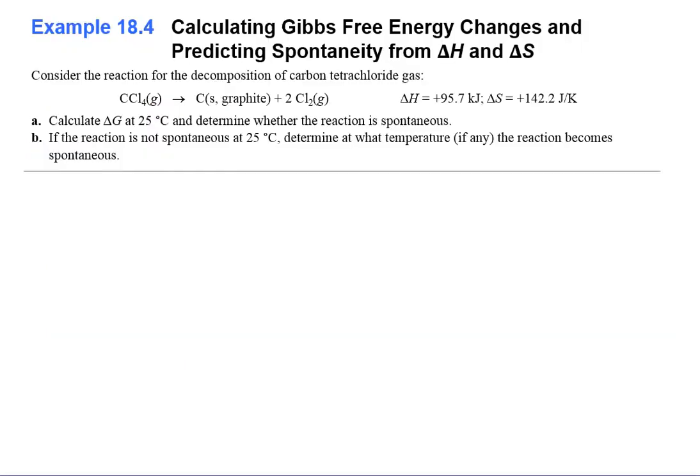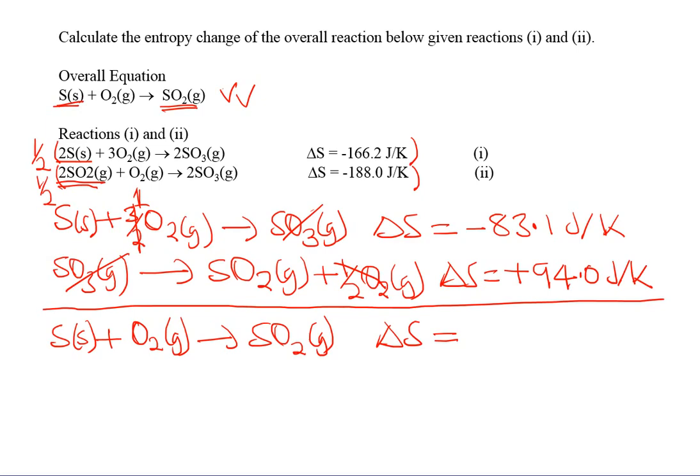And the entropy change will be the addition of the two entropies there. So 94 minus 83.1, which gives a positive entropy of 10.9. So that is how we solve entropy problems, where you are required to calculate the entropy change when you are given the overall reaction.